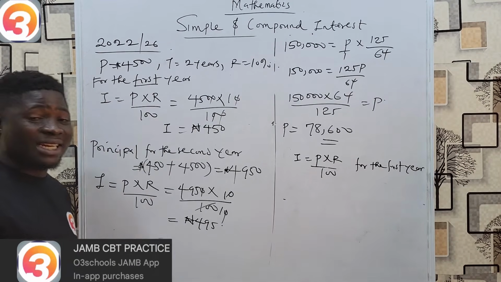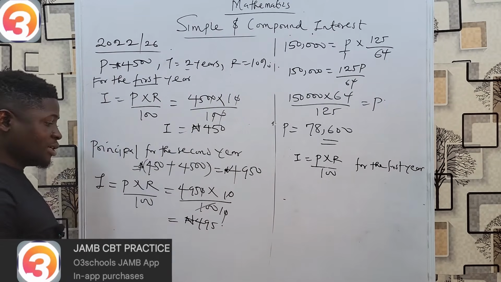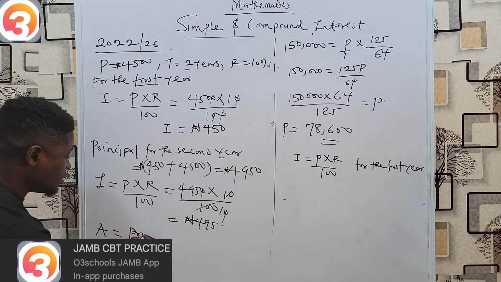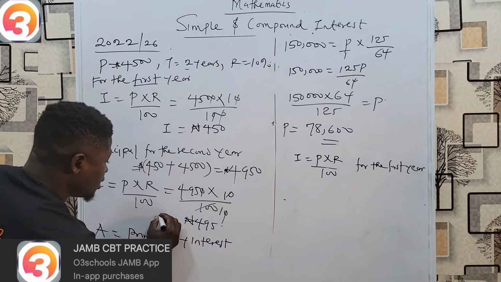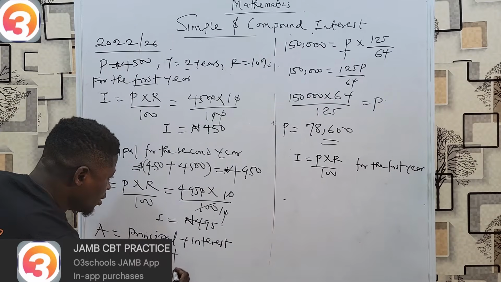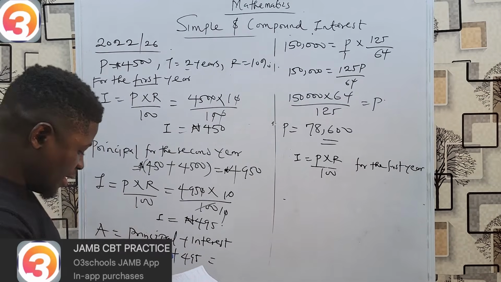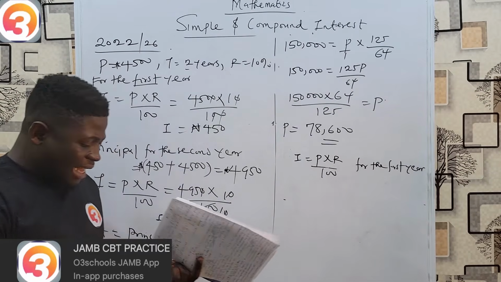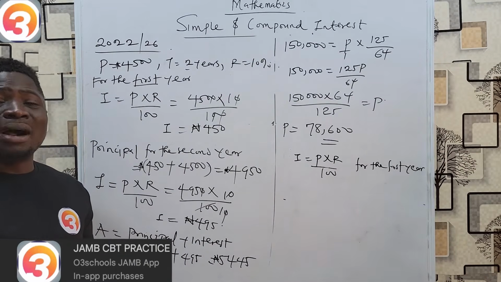So to now find the amount at the end of the second year. This is the second year. Our time has elapsed. So now to find the amount, the principal plus the interest. The interest is 495. Principal is 4,950 naira plus 495 naira. If you add this, press your calculator, add it very well, you're going to have 5,445 naira.